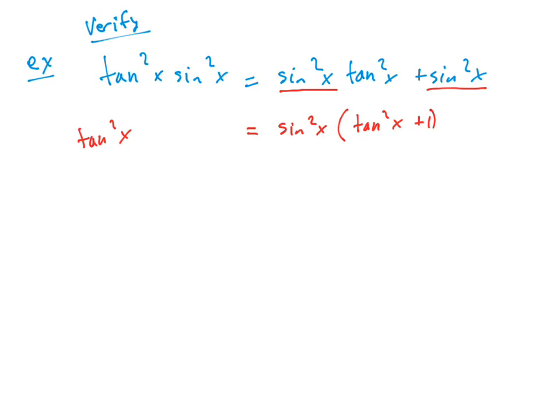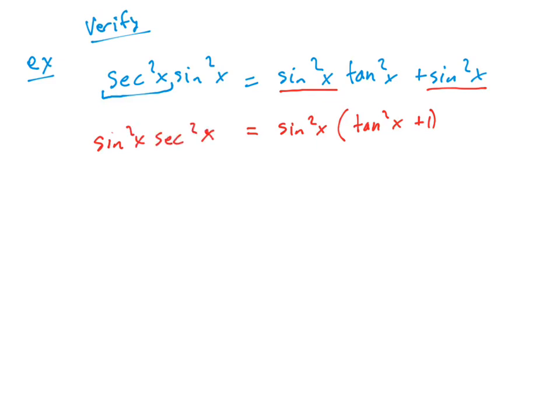Actually, I made a mistake in the original. Hang on, let me fix that. I wanted this to be secant of x. Okay, so on the right-hand side, I factored out sine of x. On the left-hand side, I have sine of x times secant of x.